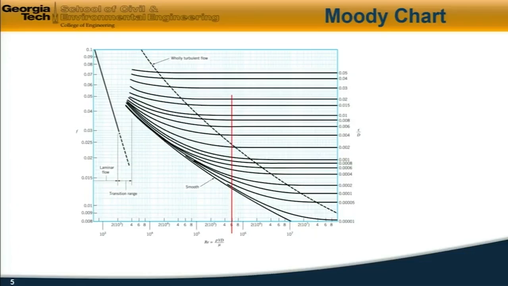So the Reynolds number is approximately there, approximately 6 times 10 to the fifth. The relative roughness, 0.01, is right there. Looking at the intersection of those two curves and reading off on the left-hand side, we see that the friction factor for this situation is 0.038.